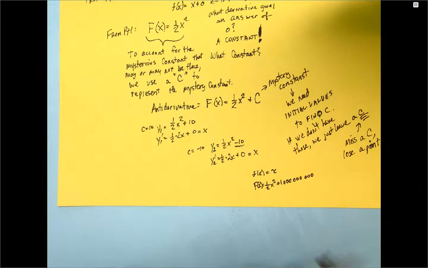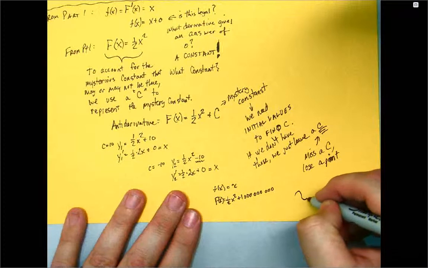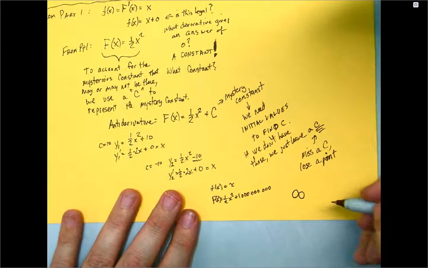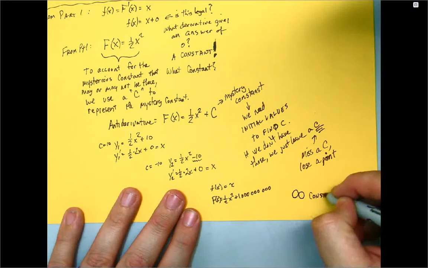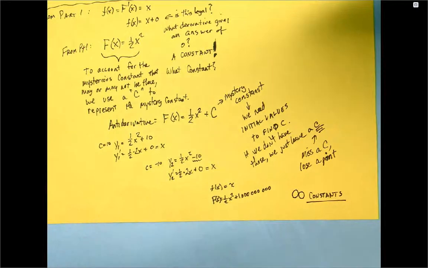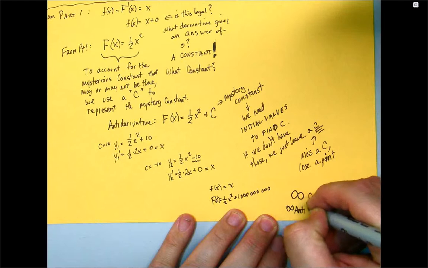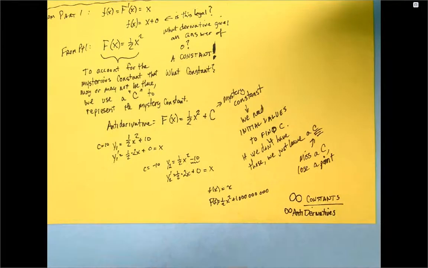So that's where we came up with the cliffhanger from part 1, that there's an infinite number because there's an infinite number of numbers. So there are infinite constants, so there are infinite antiderivatives. Your job is to find them.